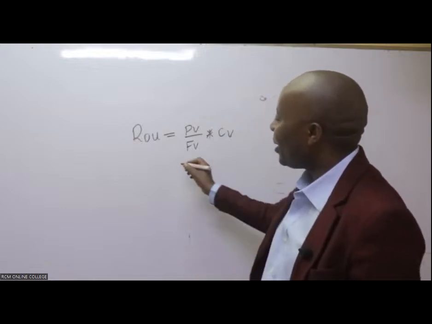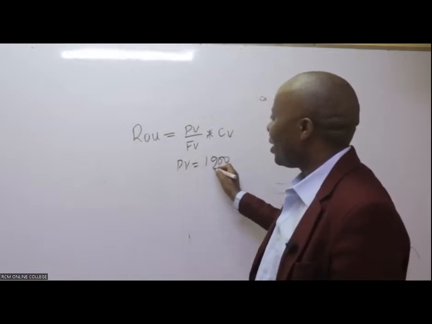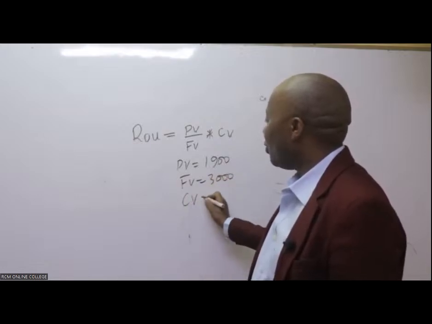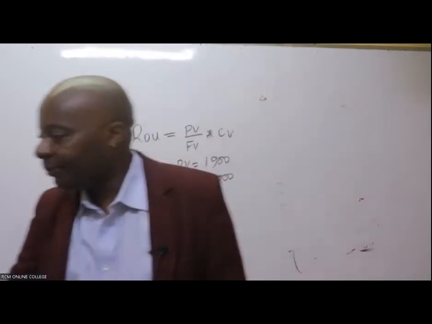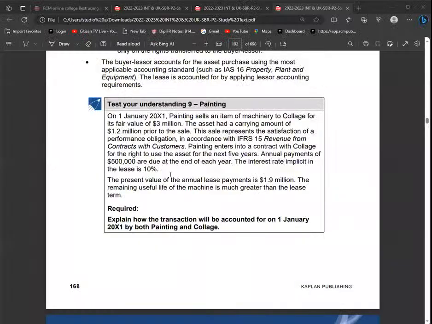In this case, the present value has been given as 1900. The fair value has been given as 3000. The carrying value has been given here as 1200. So remember, this is painting selling an item of machinery to college for its fair value. The asset had a carrying amount of this prior to the sale.